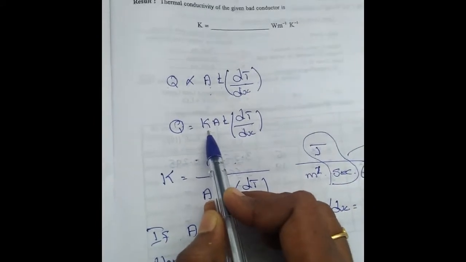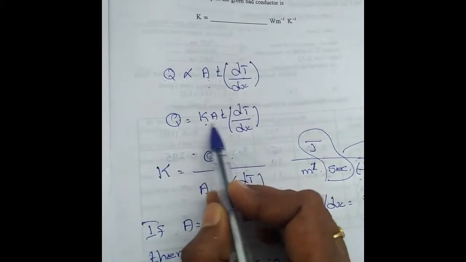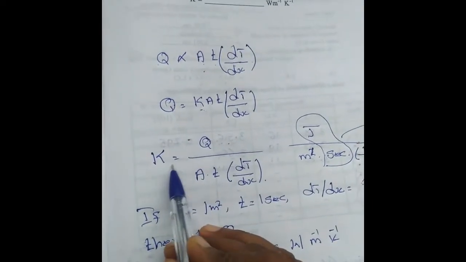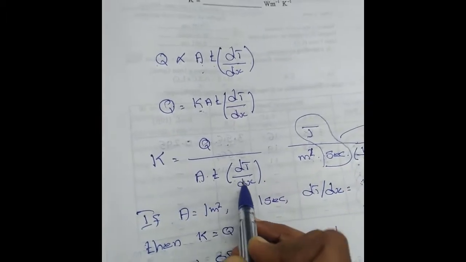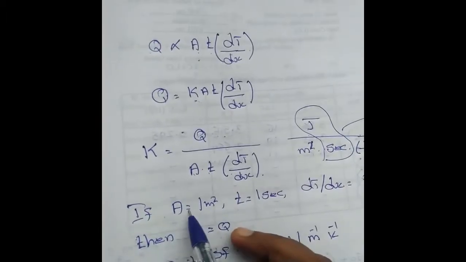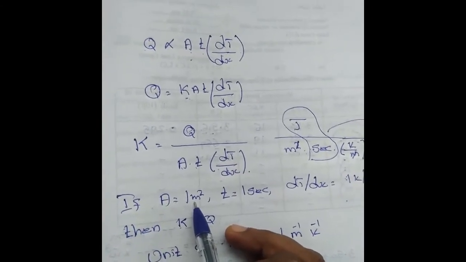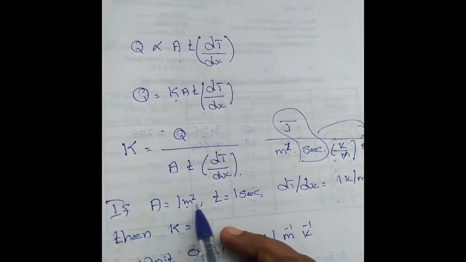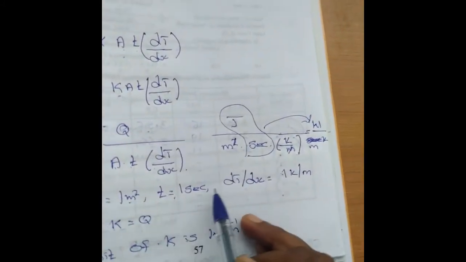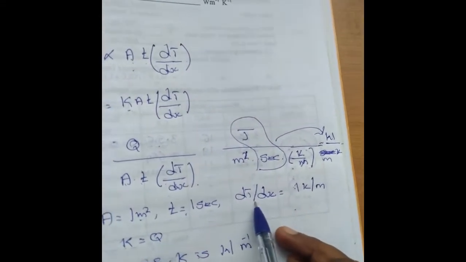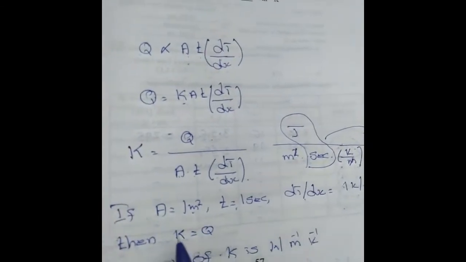Now, if you want to find the value of this thermal conductivity, then rearranging this equation a little, we have K is equal to Q divided by A into T into dT by dx, right? So if A is taken as 1 meter square, that is the area of cross section of the material is 1 meter square, and if the heat flow is assumed to be for 1 second in a conductor, and if the temperature gradient is maintained at 1 Kelvin per meter, then we can say K is equal to Q.